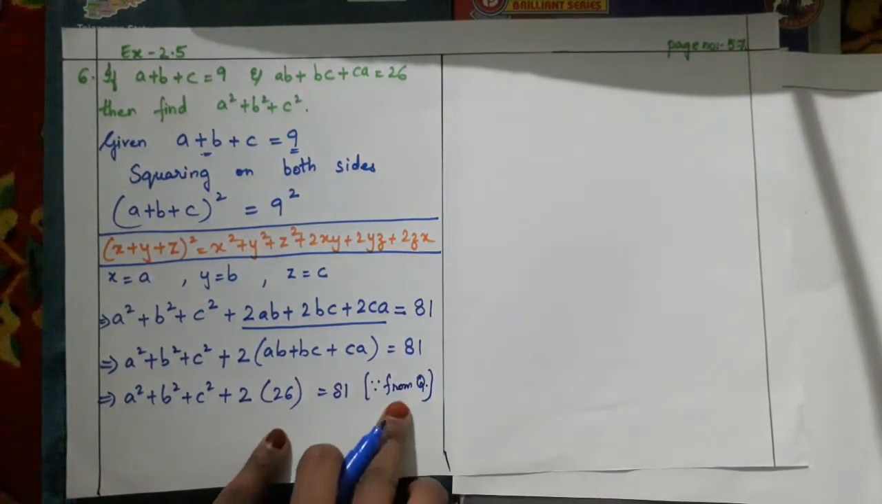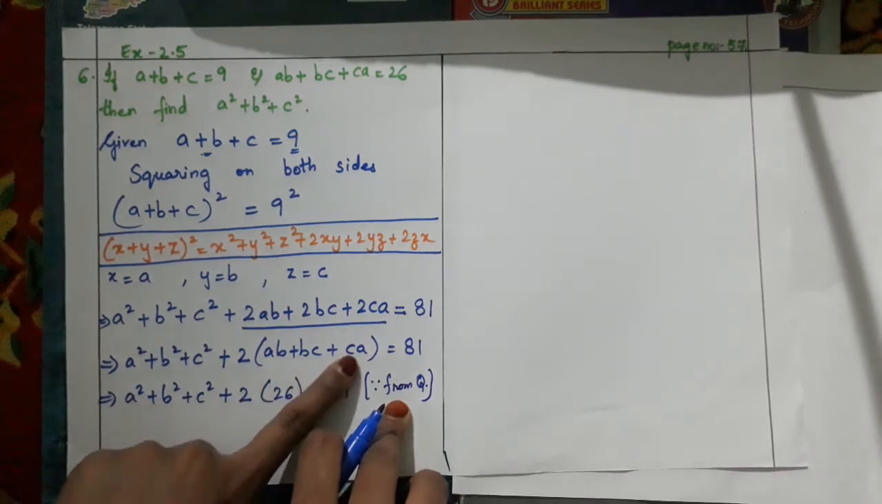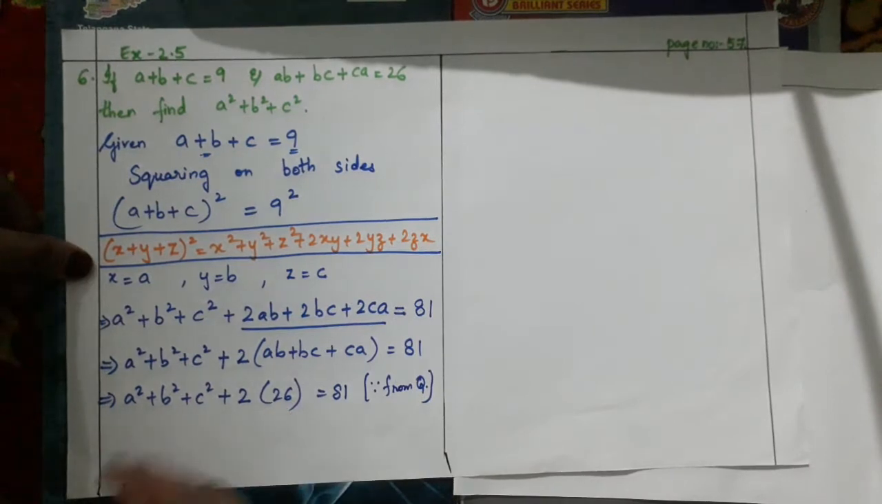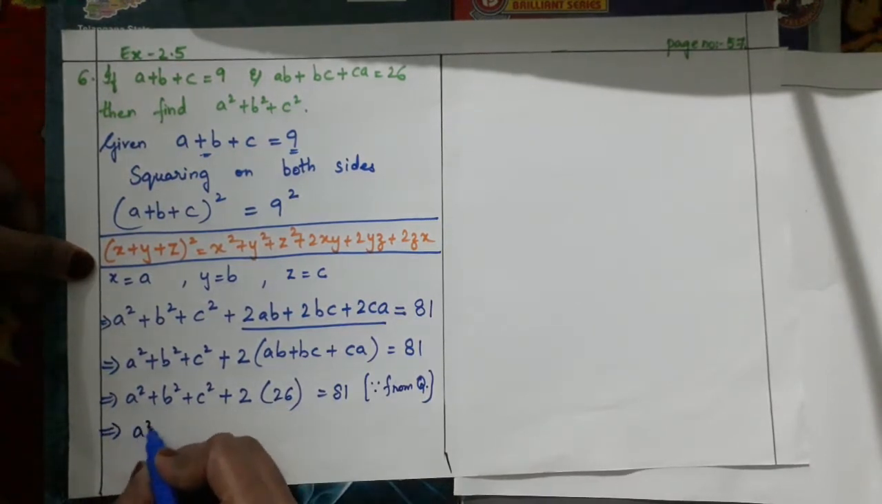Okay, what is from the question? That is ab plus bc plus ca. In place of this we can write 26. So we have written 26. Now a square, b square, c square as it is.